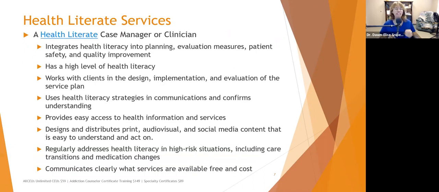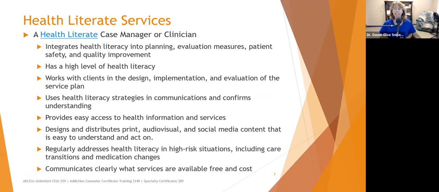A health literate case manager or clinician integrates health literacy into planning, evaluation measures, patient safety, and quality improvement. We have a high level of health literacy ourselves. We're able to advocate for our own health, and we're also able to communicate information to other people about a variety of topics related to health and wellness based on what your field is. I mean, if you are in kidney transplant or dialysis, you're going to have a whole different scope of information than I do over in mental health, but I can communicate information.